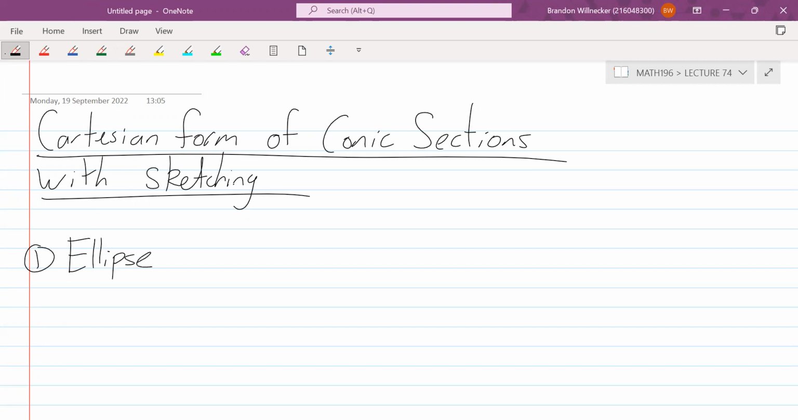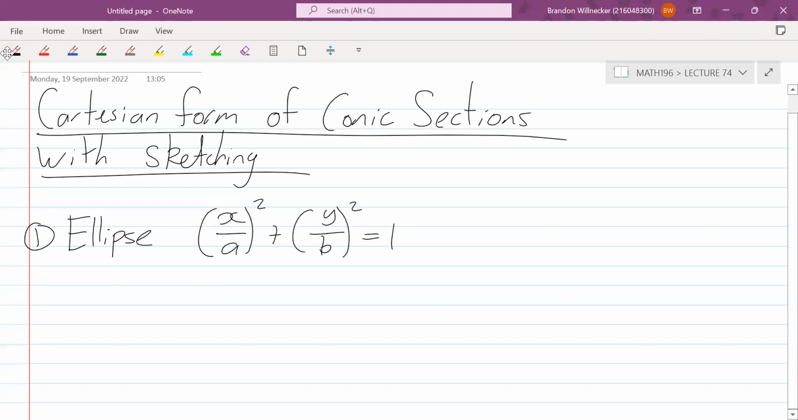The ellipse is given by x over a, all of that squared, plus y over b, all of that squared is equal to 1, where a and b are just some constants. If we want to sketch this, we know that given any function, we need to look at the x-intercepts and the y-intercepts, and that gives us an idea of the shape. So let's look at the y-intercepts.